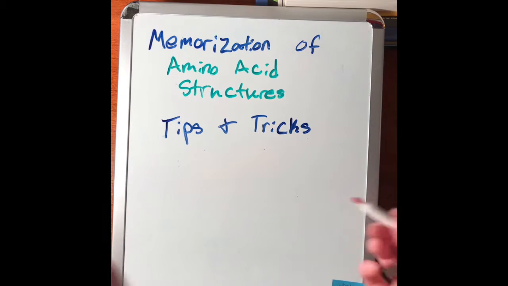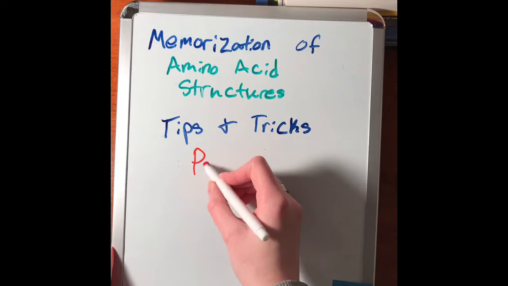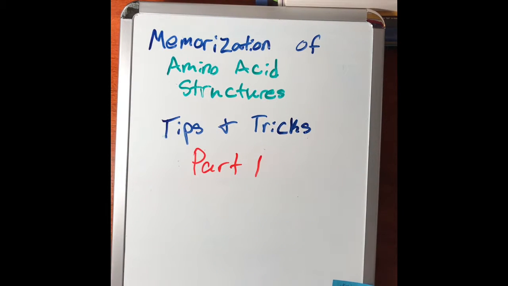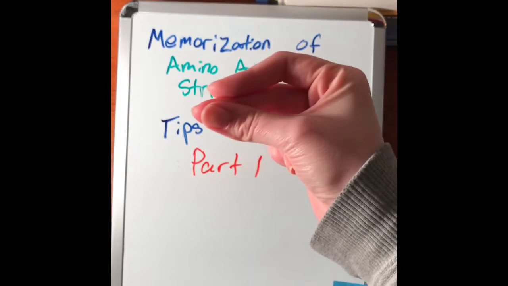This is part 1 of my 3-part series to help memorize the basic structures of amino acids. I won't really be getting into what amino acids are, but the short version is that they are the building blocks for making proteins. Without further ado, let's go ahead and get started.